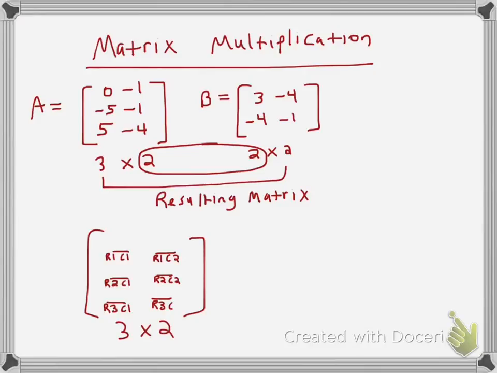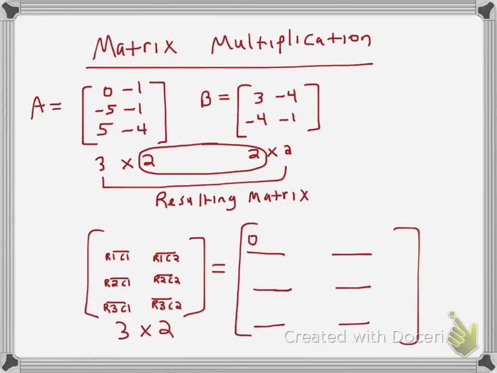So if I want to identify that first element in row 1, column 1, I'll take my row 1 in matrix A, which is 0, negative 1. I'm going to multiply it to column 1 in matrix B, which is 3, negative 4. So when I do that, I'm going to create this bigger matrix. 0 times 3 is going to get me 0, and then I'm going to multiply negative 1 times negative 4 and add those values together. All right, so that's my row 1, column 1.